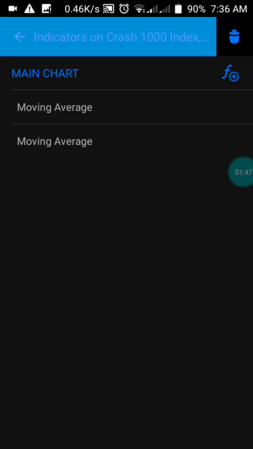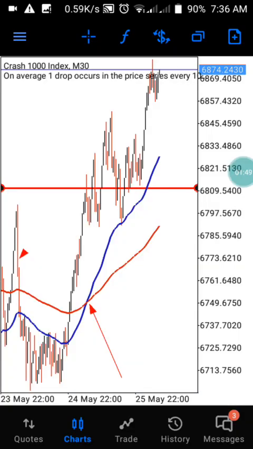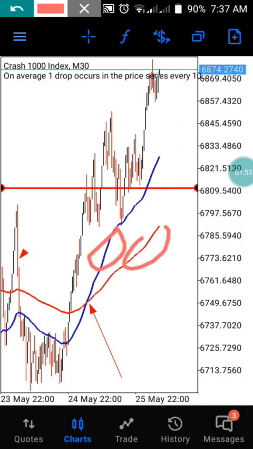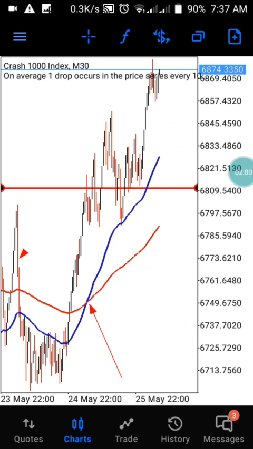So once you set this up, you will have these two moving averages on your chart, which is the blue and the red line that you are seeing here. This is exactly the two moving averages that we are going to be using in today's video.